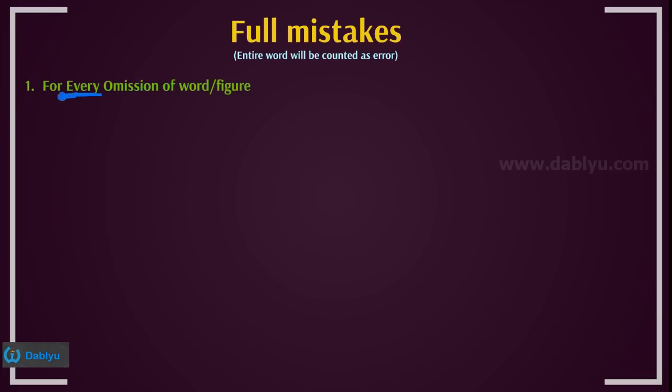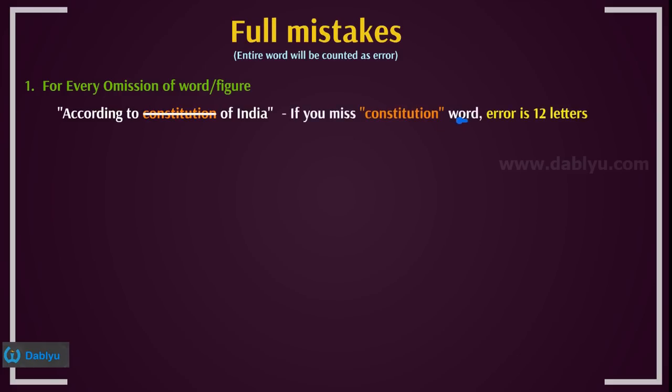The first is every omission of a word or figure. In case you omit a word, or if you don't type a word, that will be considered a full mistake. Let's take an example. Suppose there is "according to Constitution of India." This is a statement which you need to type and you miss the word Constitution. This is omission. You haven't typed Constitution, so this will be considered a full mistake. What will the error be? The error will be equal to the number of letters in that word. As Constitution contains 12 letters, the error is 12 here. So if you miss typing a word, that will be considered a full mistake. This is the first type of full mistake.